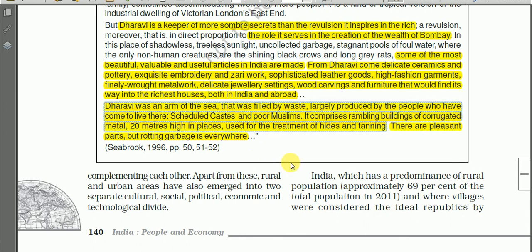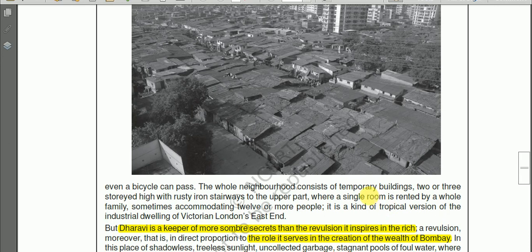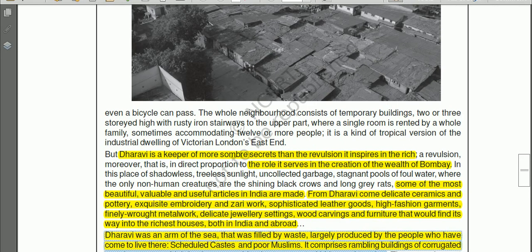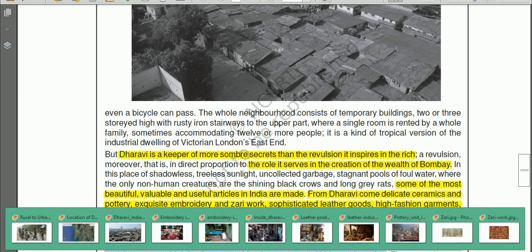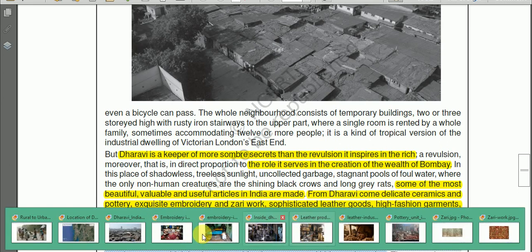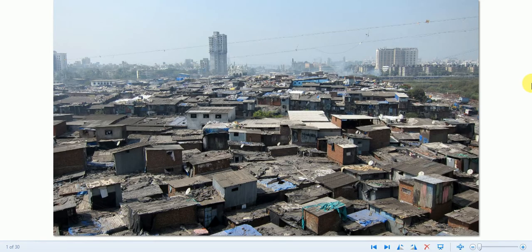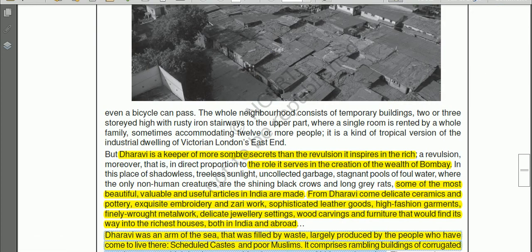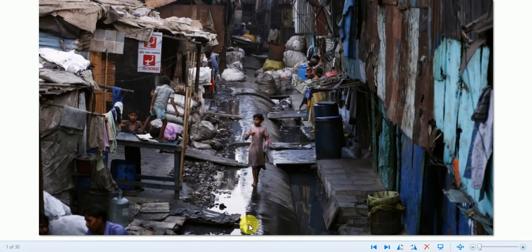I think one photograph is also here. This is the scene of Dharavi, and here also we have the scene of Dharavi. So this is the scene of Dharavi from above. Then what is inside Dharavi? See here, this is the condition of living inside Dharavi. See, there is no sunlight, totally wet, and see the condition of living. So this is about Dharavi.